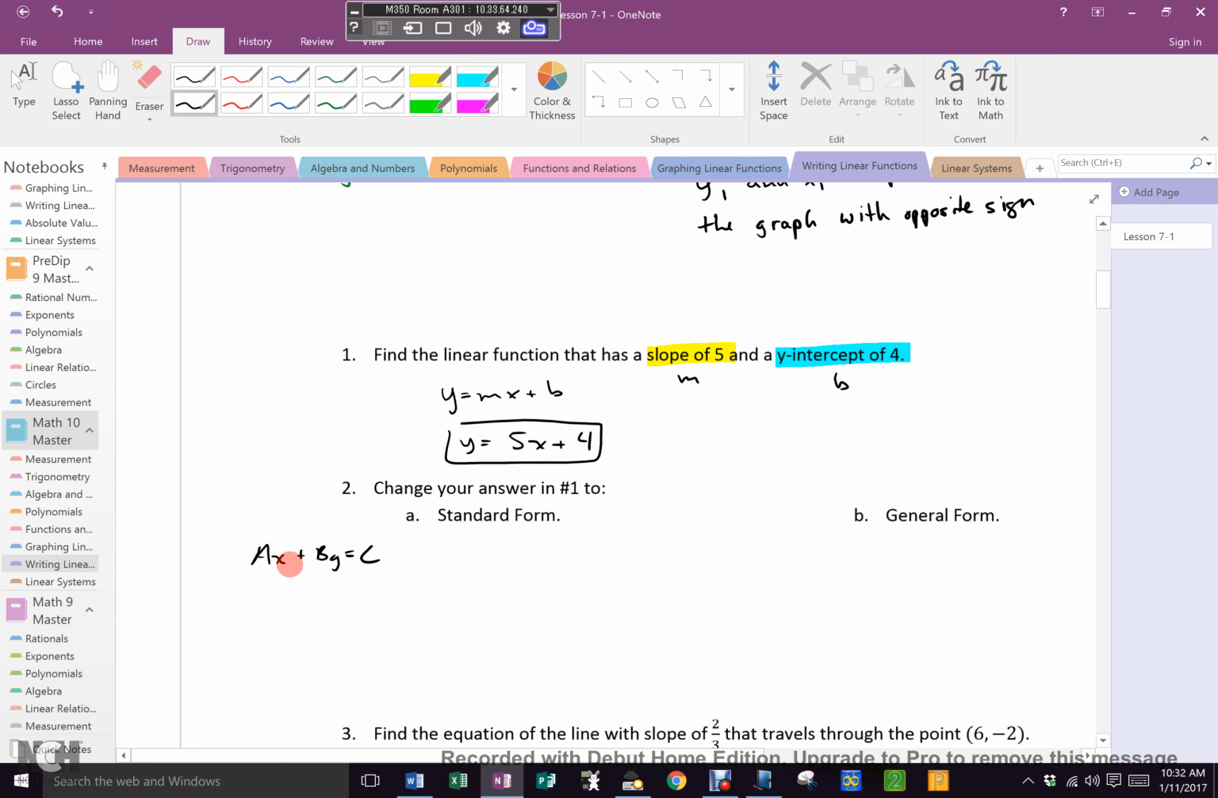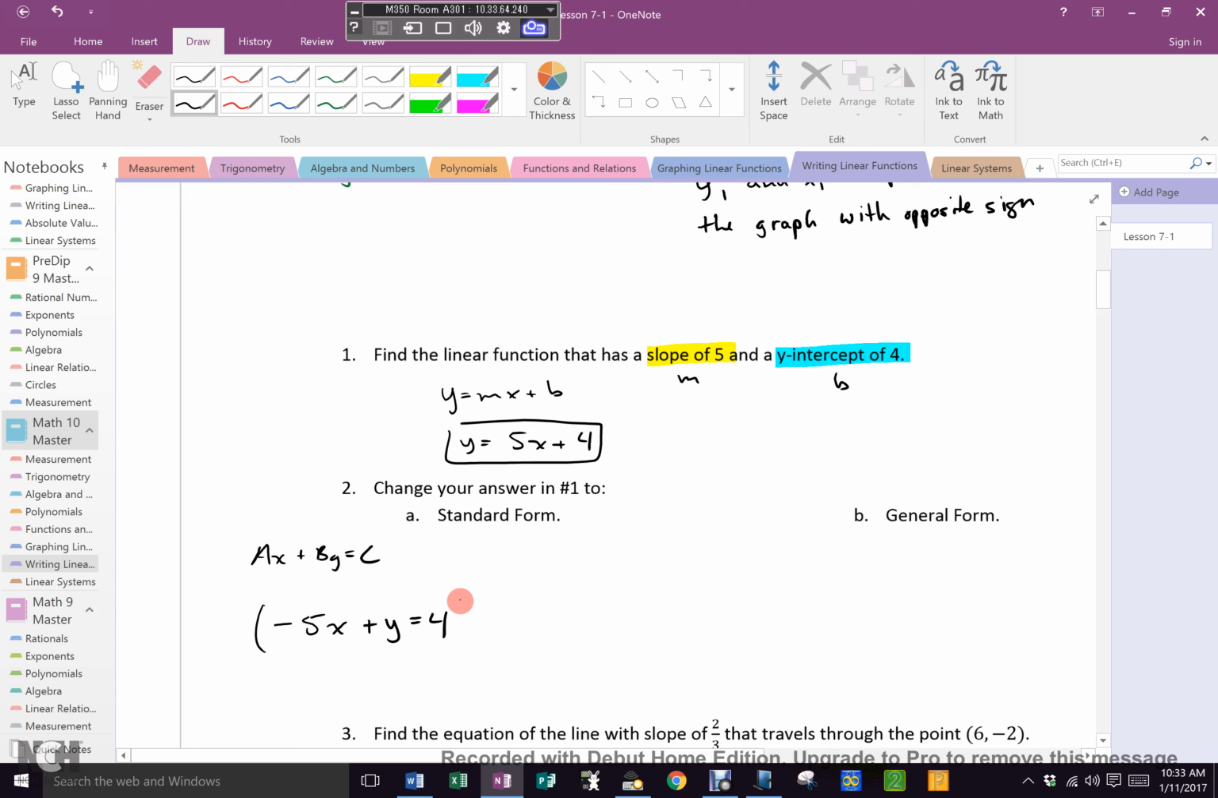I need my x's and y's together and my number by itself. So what has to move? If I move the 5, I'm going to get negative 5x plus y equals 4. Is that close? Close, but not quite right. What's wrong with it? The 5 is negative.